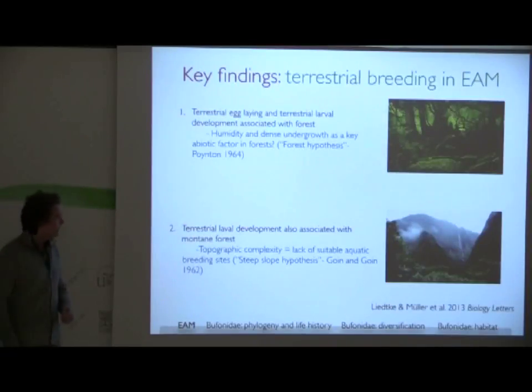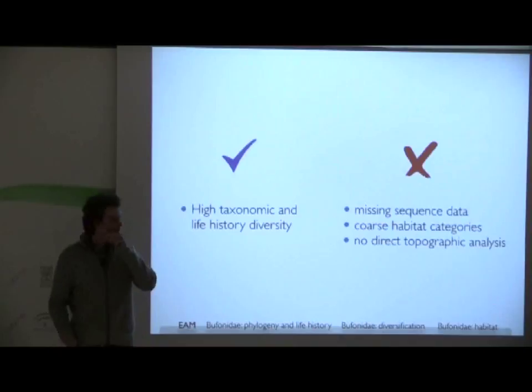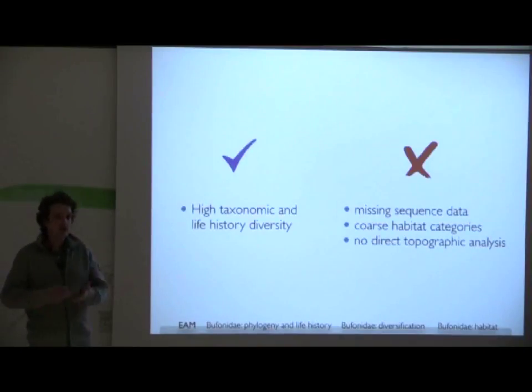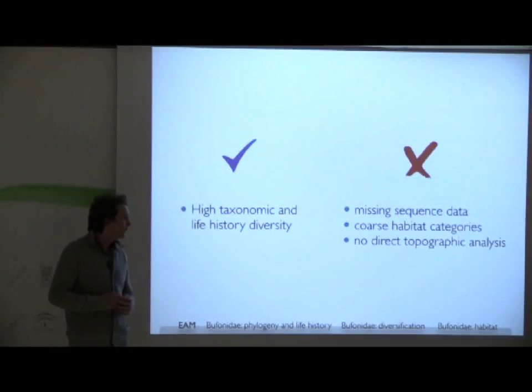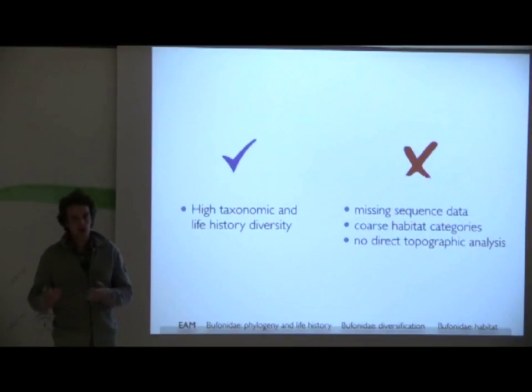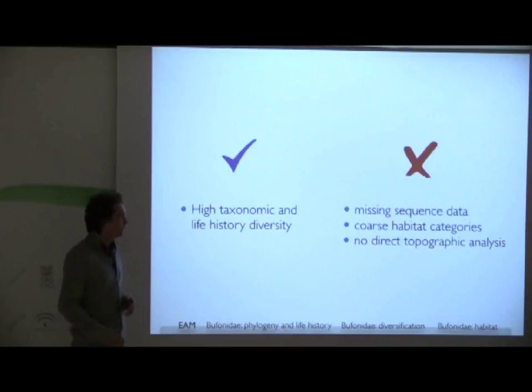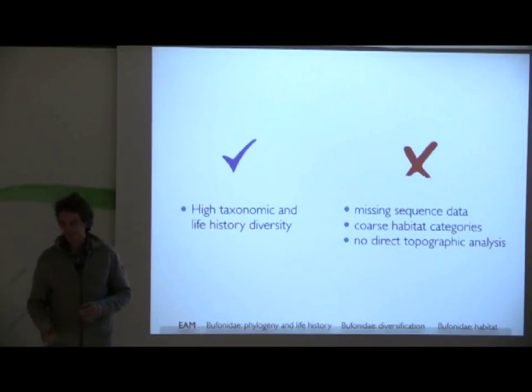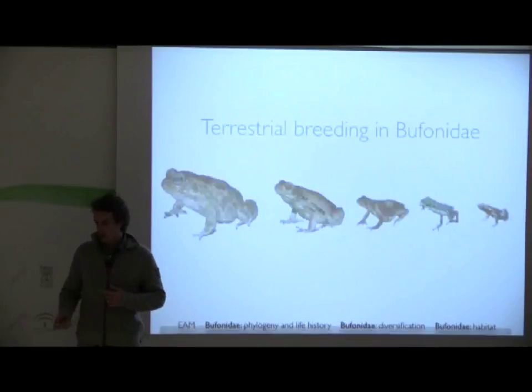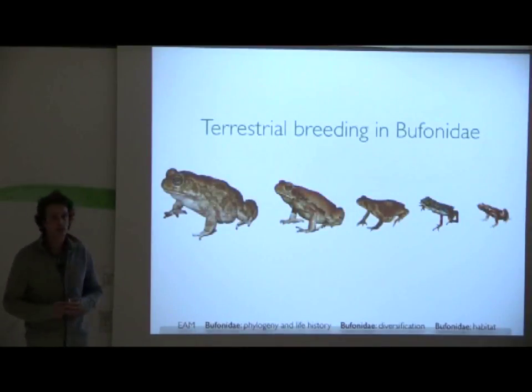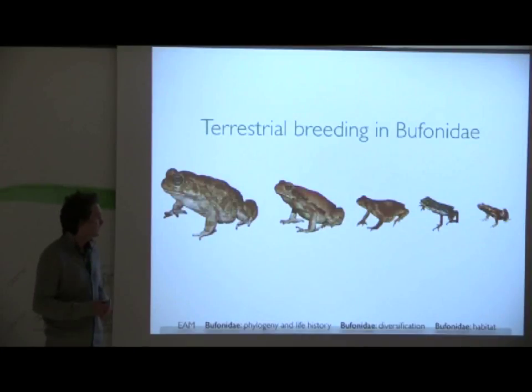So the Eastern Arc Mountains were a really nice system to work with because they host this huge diversity, both in lineages and reproductive modes. But we weren't really that satisfied with the phylogeny we could construct. We were working with very coarse habitat categories, and we never really directly tested this topographic component. So we never really looked at slope. We just used montane versus coastal lowland forest as a proxy. So we thought we could do better, and we decided to look at bufonids in more detail to try and get at those shortcomings.